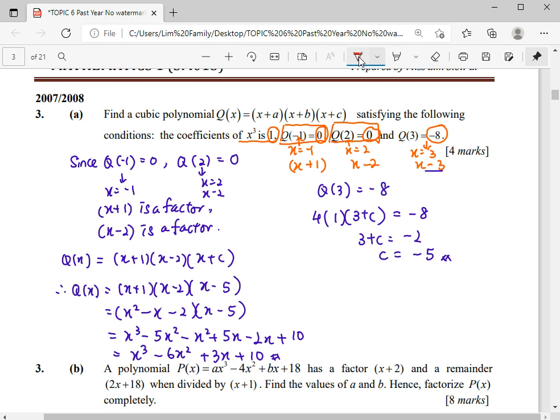Okay, so basically this is the factor theorem. Factor theorem, we have basic here. Factor theorem will give you 1 mark here. And then we use the remainder theorem to find out our value of c here. And lastly, express our Q(x). So either we can accept this in factor form, or we can accept it in expanded form. Either one.